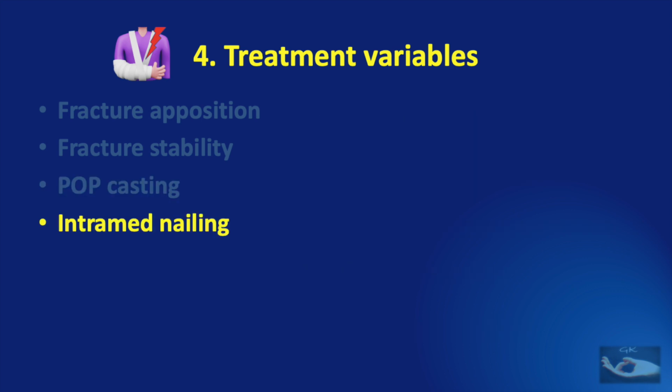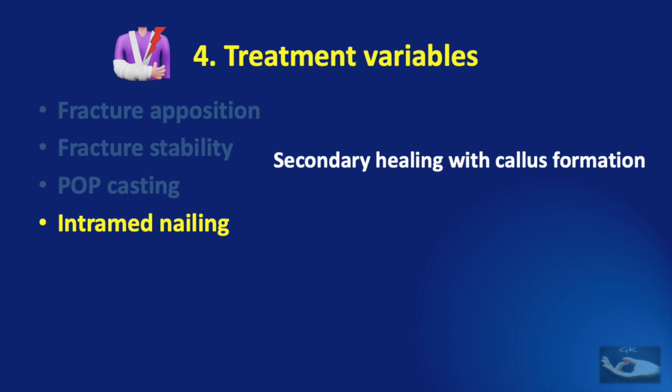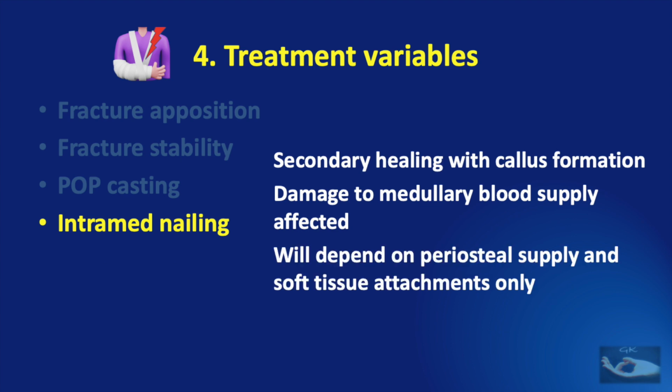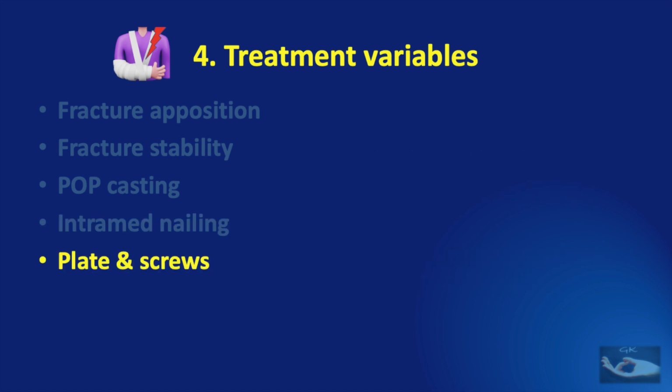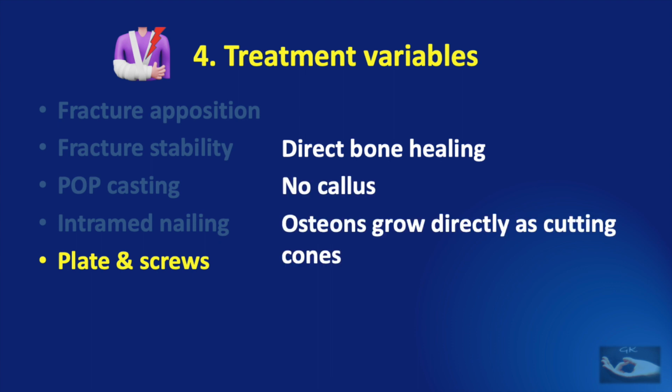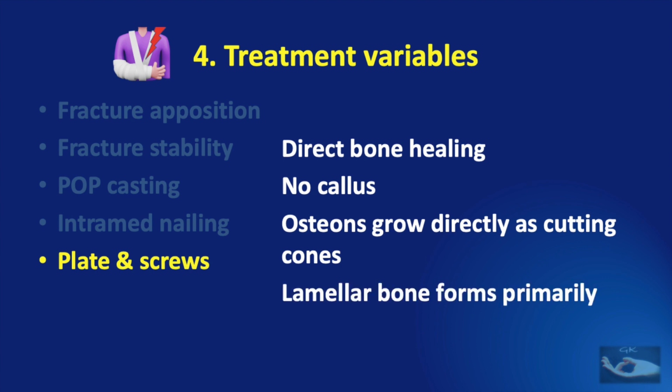When the technique of intramedullary nailing is used to treat a fracture, secondary healing with callus formation will occur. If a large sized nail is used, it may damage the medullary blood supply when reaming is done. In that situation, healing of the fracture will depend on the periosteal supply and the soft tissue attachments only. When plate and screw fixation is done for a fracture, direct bone healing occurs with no callus formation, and osteons grow directly as cutting cones as we have seen, and lamellar bone forms primarily.